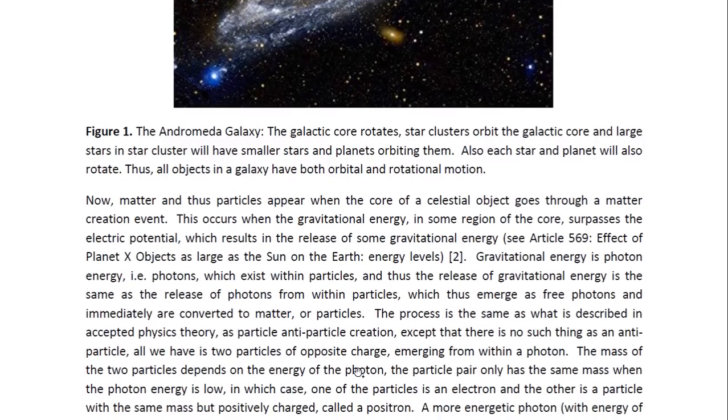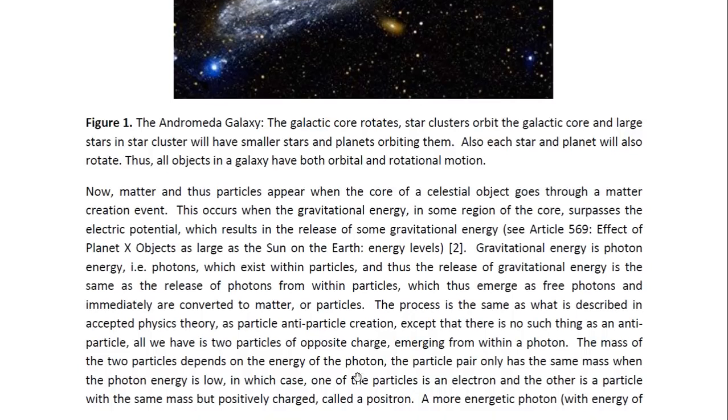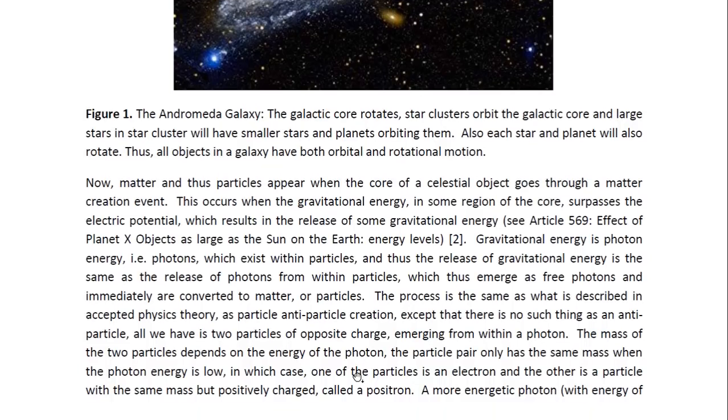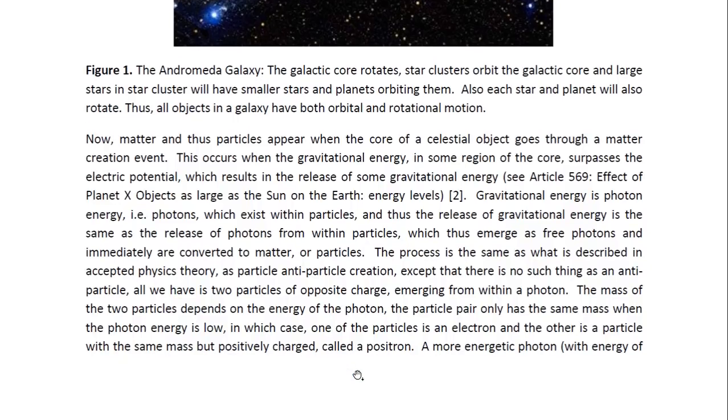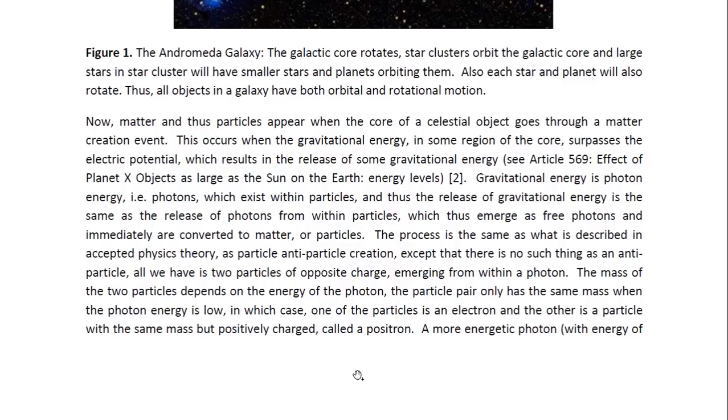The process is the same as what is described in accepted physics theory as particle-antiparticle creation, except that there is no such thing as an antiparticle. All we have is two particles of opposite charge emerging from within a photon. The mass of the two particles depends on the energy of the photon. The particle pair only has the same mass when the photon energy is low, in which case one of the particles is an electron, the other is a particle with the same mass but oppositely charged, in other words positively charged, and is called a positron.